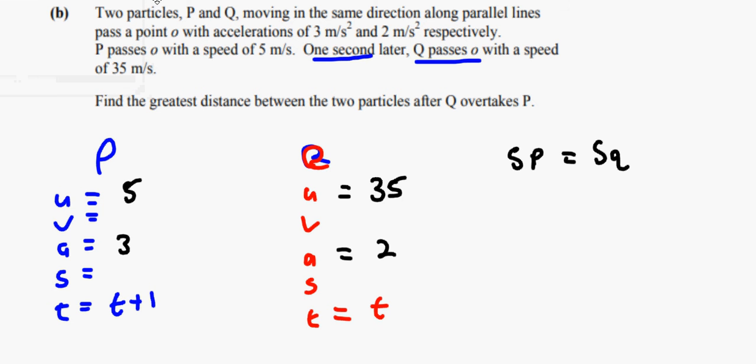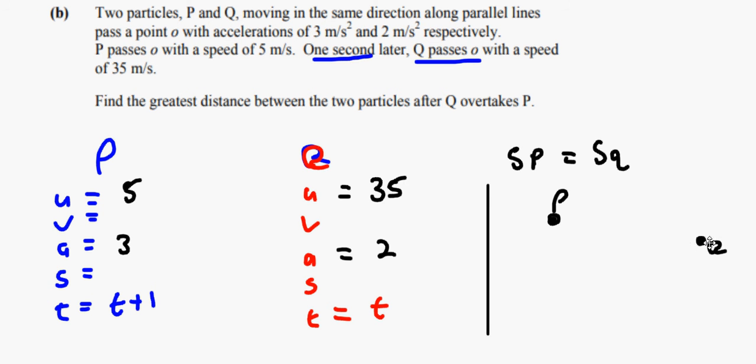So, students sometimes get mixed up with two things, right? If you imagine this is P and this is Q, P starts a second early, no bother. Q starts, they have a common starting off point. Q overtakes P. Only when Q is overtaking P is SP equal to SQ. However, what happens is it's the greatest distance between the two particles. Q flies off into the distance, P is following it.